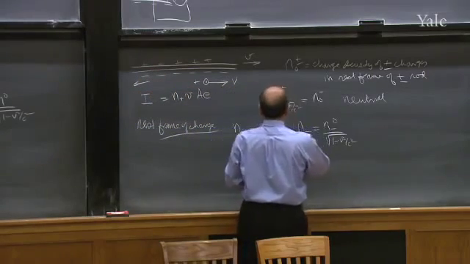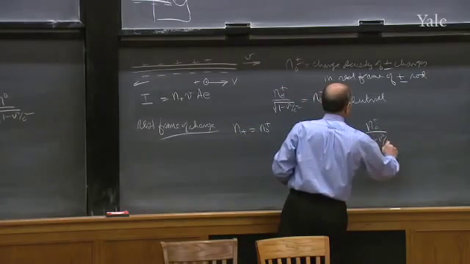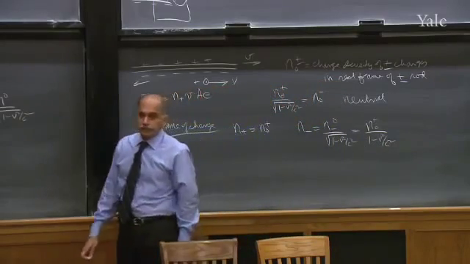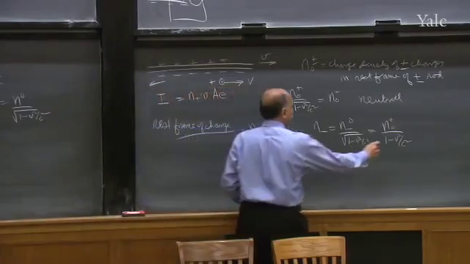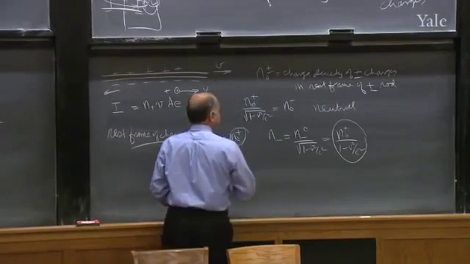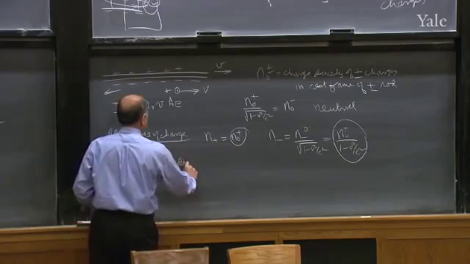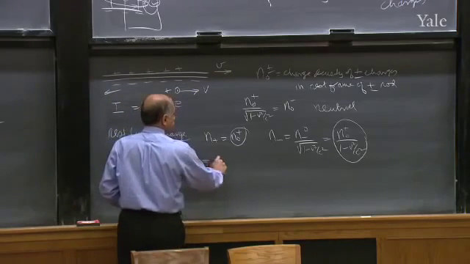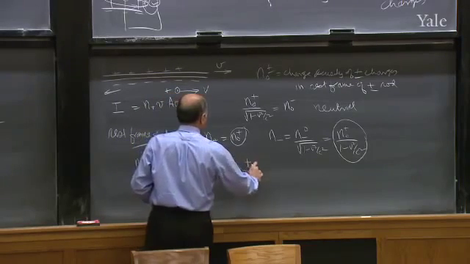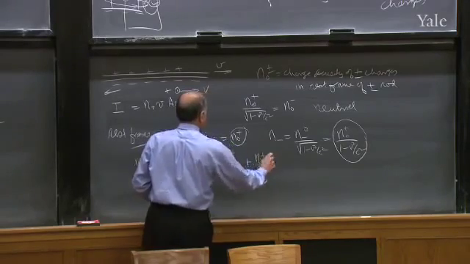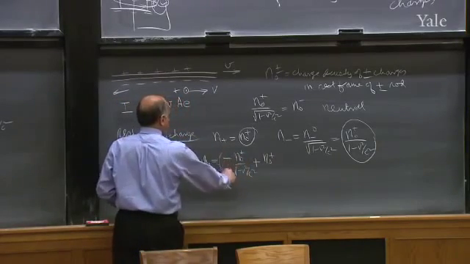In fact, n minus is n minus 0 over this, which is n plus 0 divided by 1 minus v squared over c squared. Therefore, the wire will appear to be negatively charged because of the negative charges of that value and the positive charges of that value. So the net charge density will be equal to minus n0 over 1 minus v squared over c squared plus n0 plus. If you like, this is the plus charge, and that's the minus charge, times e, if you like.